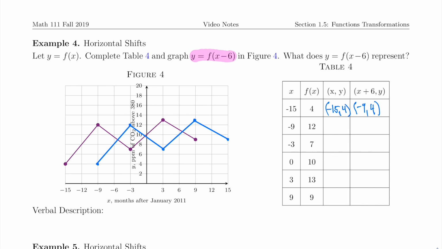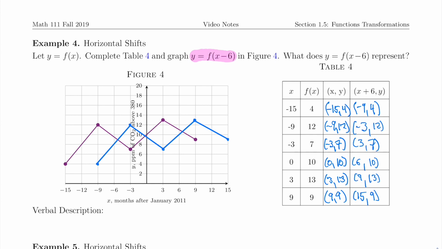I'm going to fill in the rest of my points here, and now I'm going to take all my x's and shift them 6 to the right. That means I'm adding 6 to each of them, creating the following points. And as you can see, all these points are the ones that we actually just graphed.